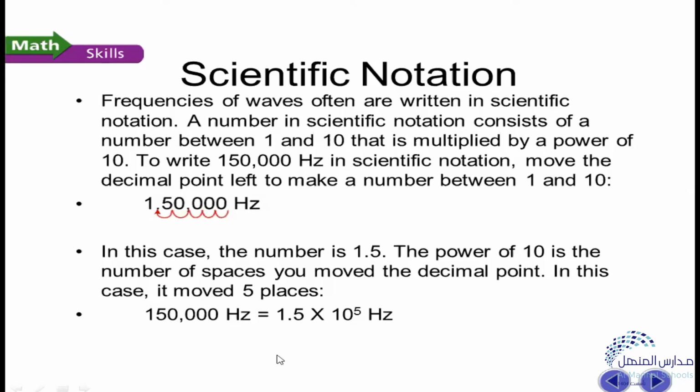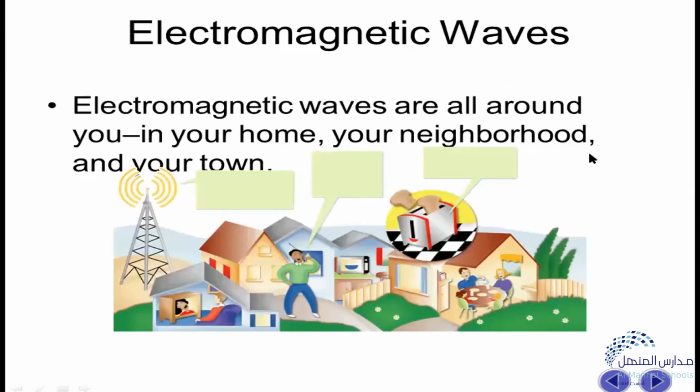For example, 150,000 hertz means 1.5 times 10 to the power 5. See how many zeros: 1, 2, 3, 4, 5 zeros, so 1.5 times 10 to the power 5 hertz. This is a way to express it because we have large numbers of frequencies.